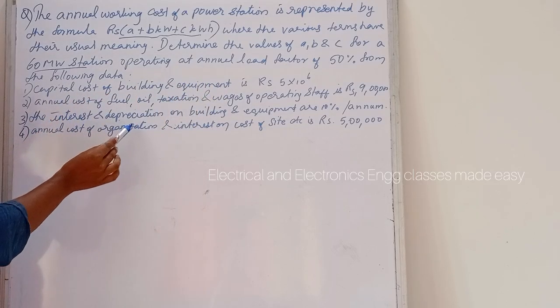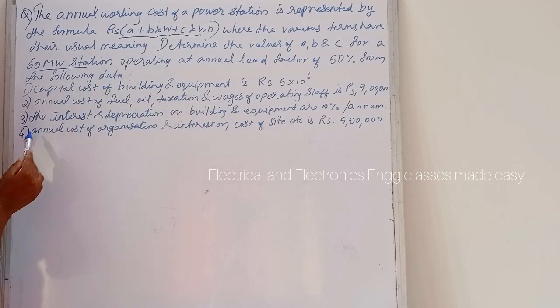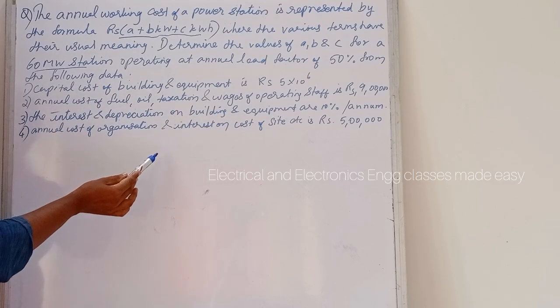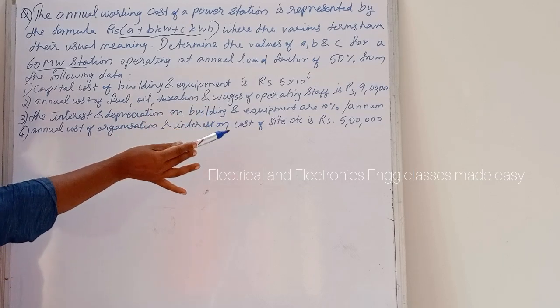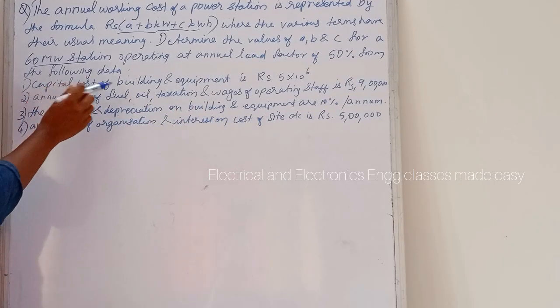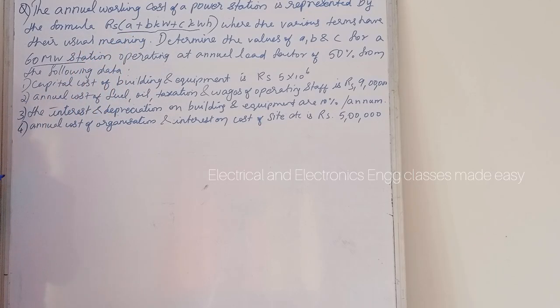Then the interest and depreciation on building and equipment are 10% per annum. Annual cost of organization and interest on cost of site, etc. is rupees 5 lakh. So here we have to find the values of A, B and C.